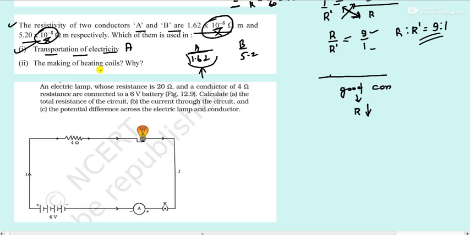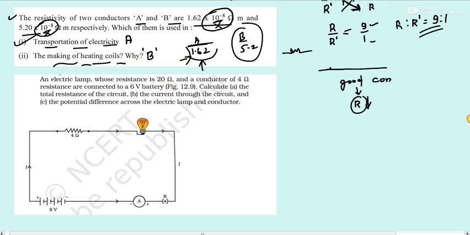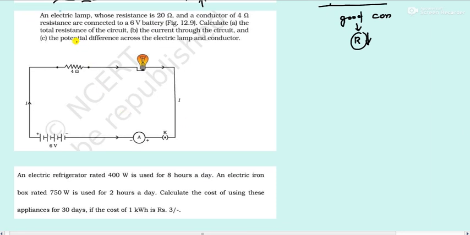Now the making of heating coils. The heating coil should be such that heating will occur when the resistance is high, and when the resistance is high, it means what? Its resistivity is also high. Therefore option number B, sorry, here it is B, the conductor B should be used because it offers more resistance compared to A. Got it? So this is how you have to answer. I hope it's clear. Moving to the next question now.